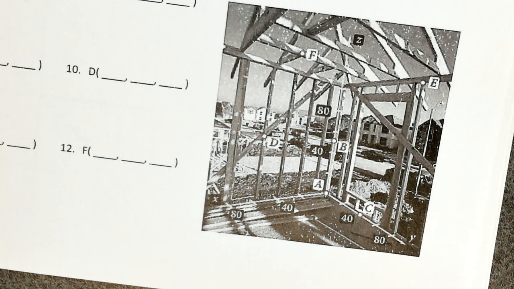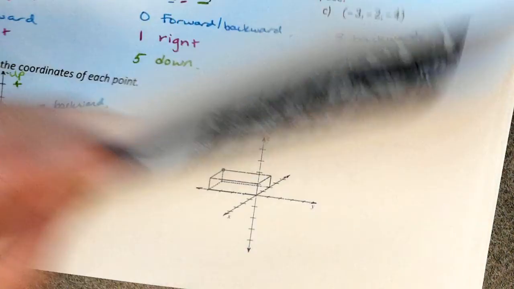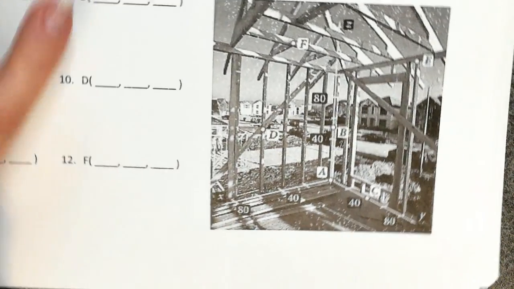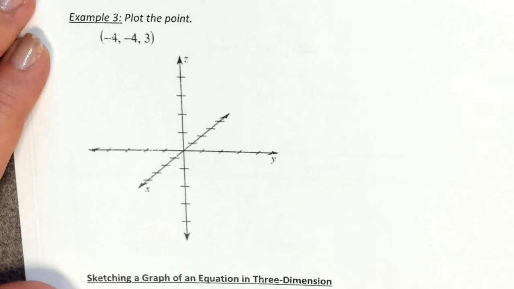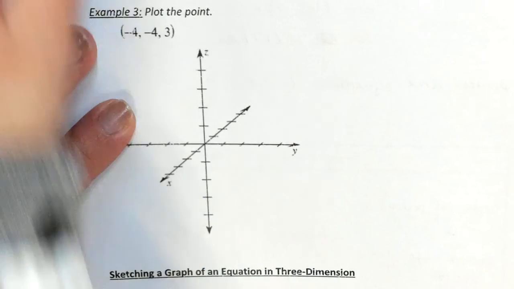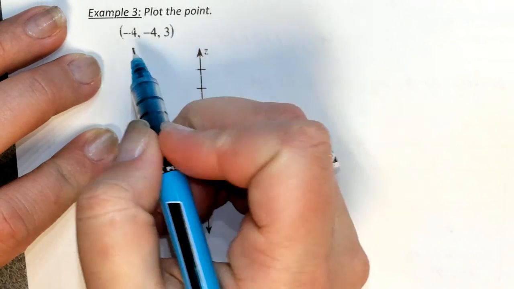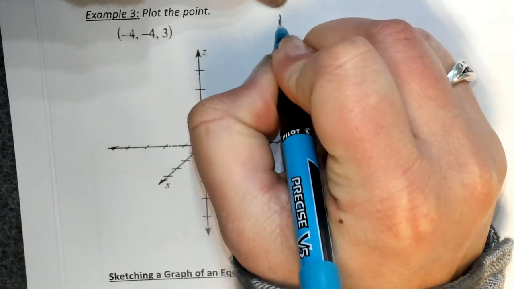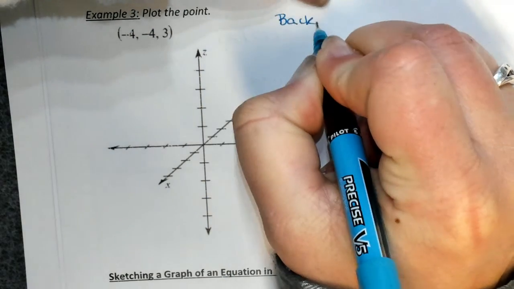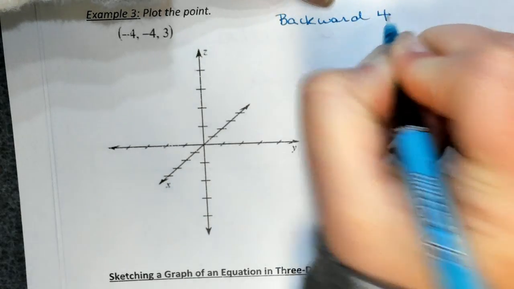Next, I'm going to show you how to plot that point. So you flip it over. It's much easier to plot it if we describe where that point is moving first. So, how does this point move? Back 4. Then what?